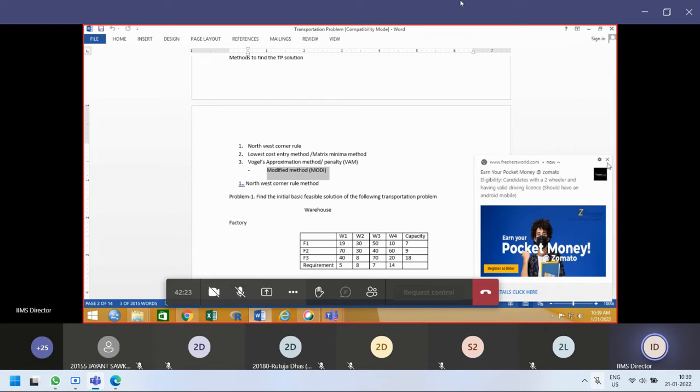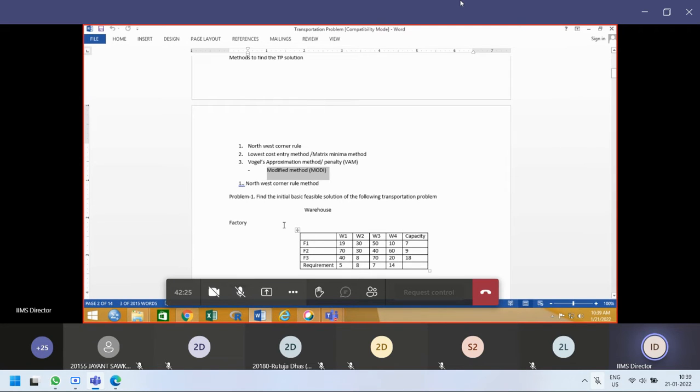Now, very fast, you note down this problem. Chalo, we'll work out one by one. Note down the problem. Problem number 1. Find the initial basic feasible solution of the following transportation problem: warehouse and factory. Note down this problem. Come on.